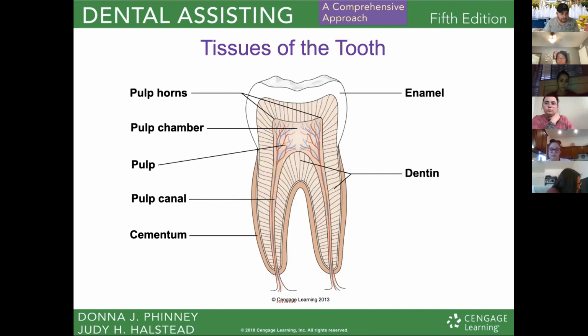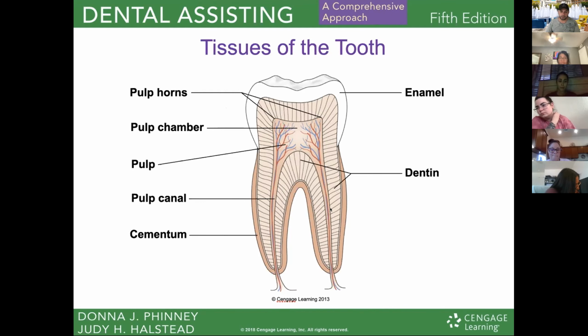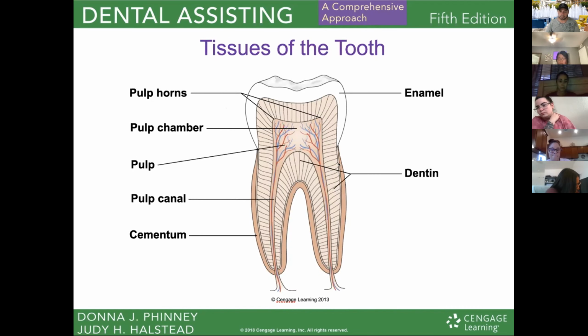Okay, so here are the tissues of the tooth. Again, the enamel is the outside covering of the crown. It's the hardest substance in the body. We have our dentin, which is basically the middle portion of the tooth. It's called dentin if it's underneath the enamel. If it's underneath the root portion, it's also called dentin, but around this part here, the outside edge is the cementum.